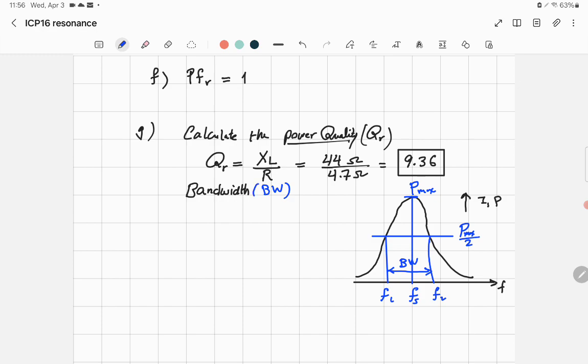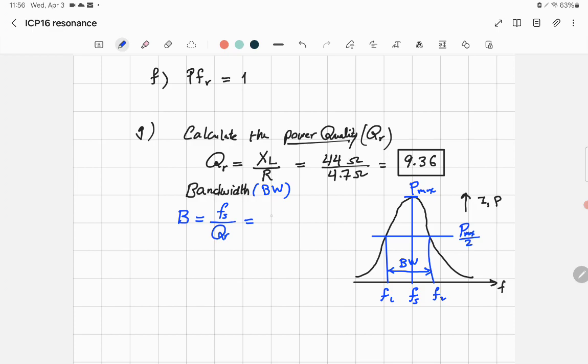So how do we calculate the bandwidth? If you know the quality factor Q, there is a simple equation we can use. The bandwidth is equal to the resonant frequency divided by the quality factor. And for the resonant frequency, if you use hertz or radian per second, both are okay. So the unit of the bandwidth depends on the units of the resonant frequency.